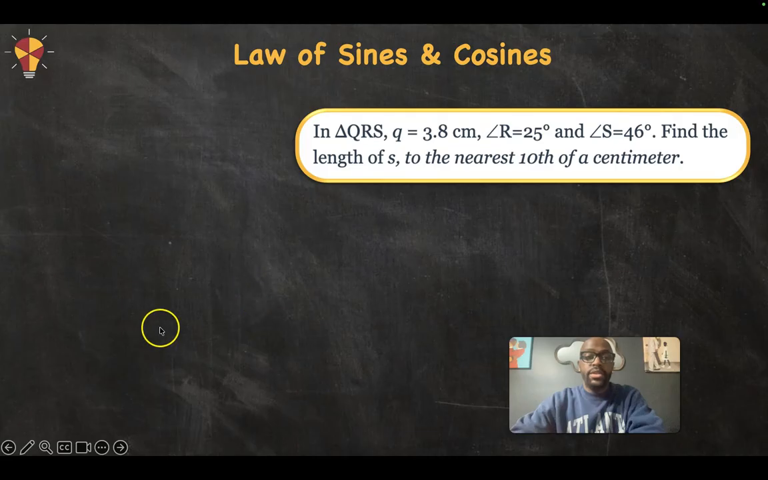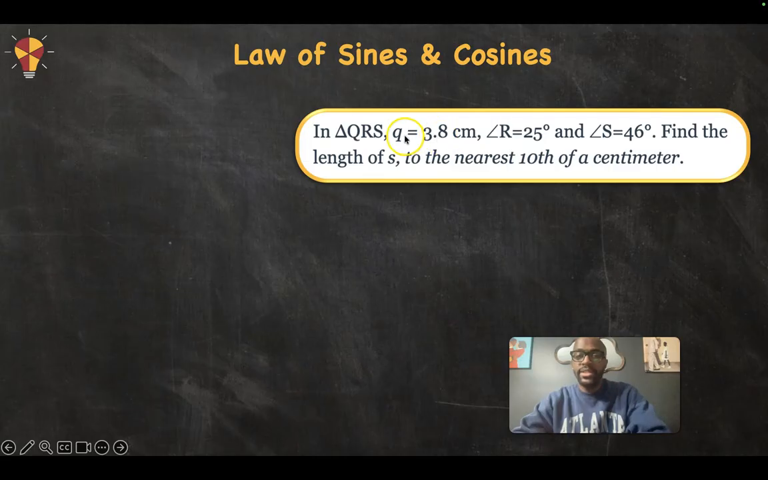So let's get started with our first example. In triangle QRS, q is equal to 3.8. If it's lowercase, that's a side. Angle R is equal to 25 degrees. If it's uppercase, it's an angle. And angle S is 46 degrees.